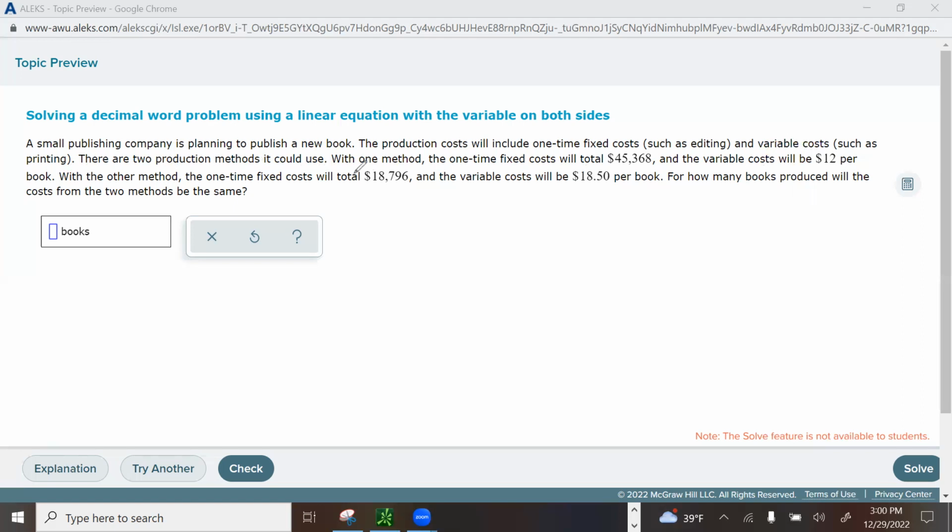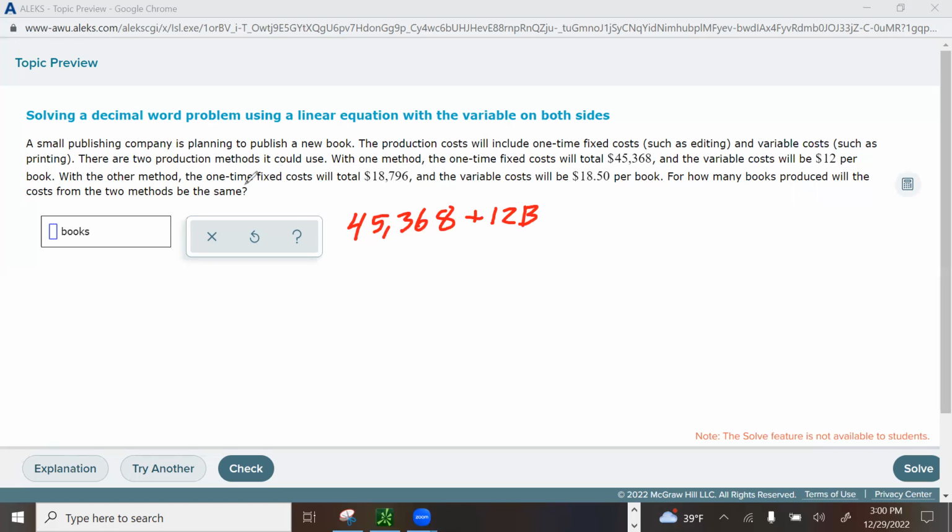There are two production methods it could use. With one method, the one-time fixed cost will total $45,368. You know what? Yeah, I'll just write it. I was going to type it. Okay, and the variable cost will be $12 per book. So plus another $12 for each book. And you can use an X if you want. I just thought, well, use a B for number of books.